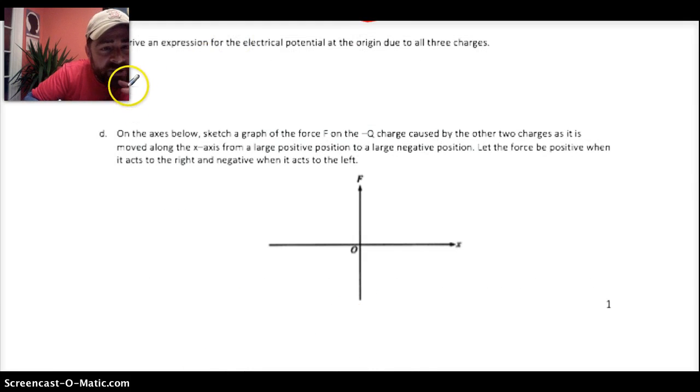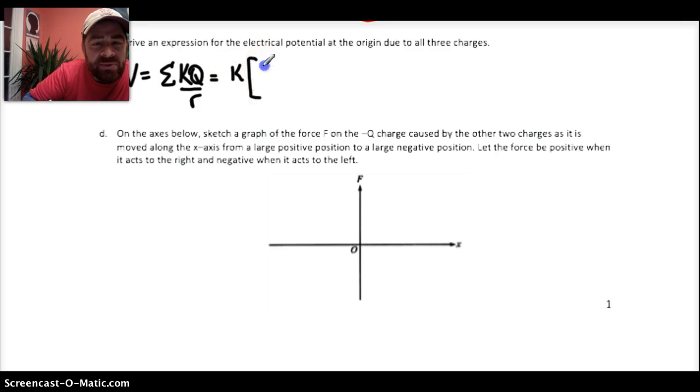By definition, electric potential is going to be equal to the sum of the contributions of all of the point charges. Remember that the electric potential is a scalar, so it's going to be sigma kq over r. Again, this is on your equation sheet. There are a lot of different ways to write this, but what I would do is I would say k times q1 over r plus q2 over r plus q3 over r. In this case, I have 3 charges that are contributing.